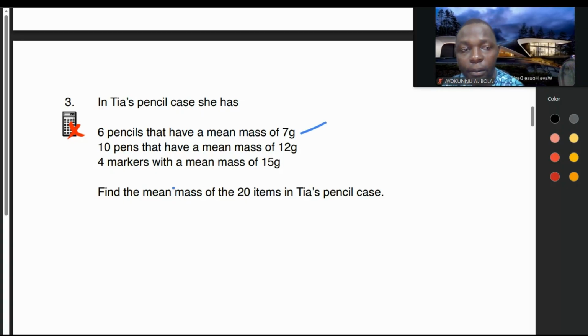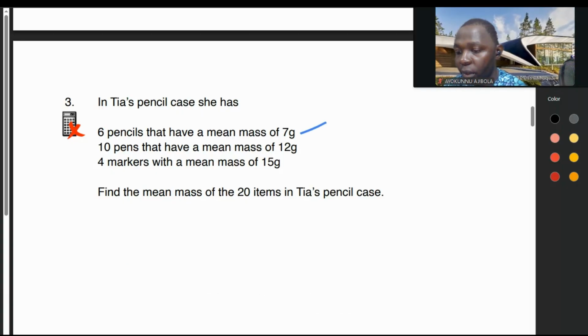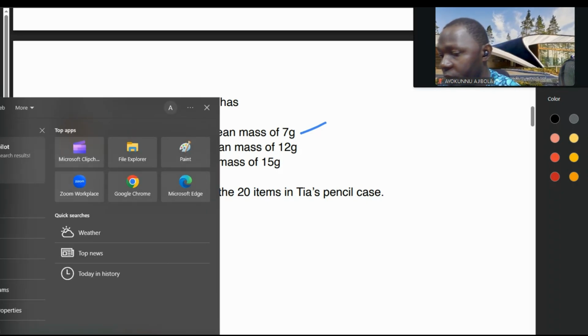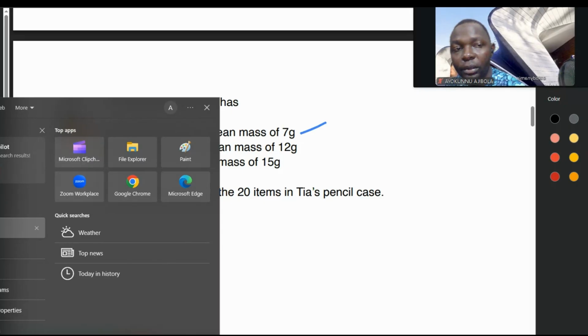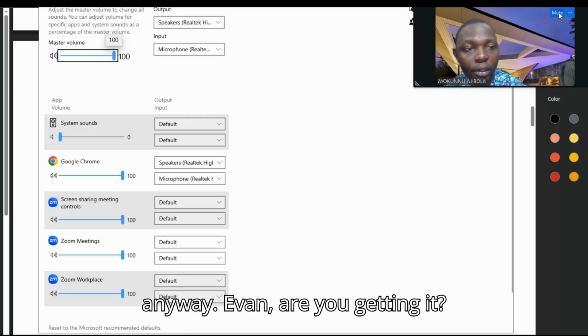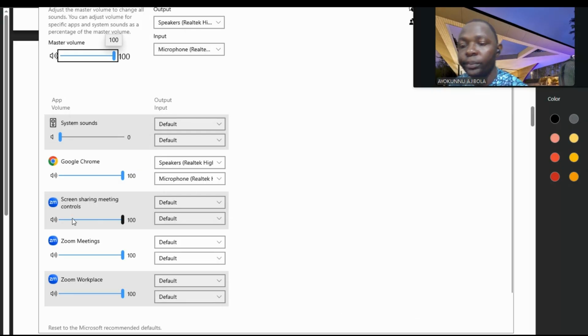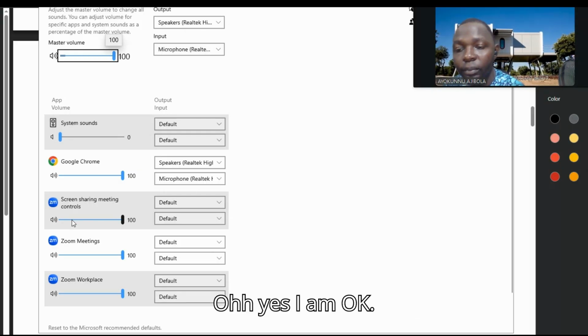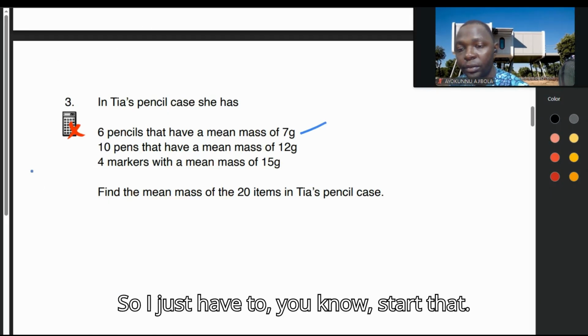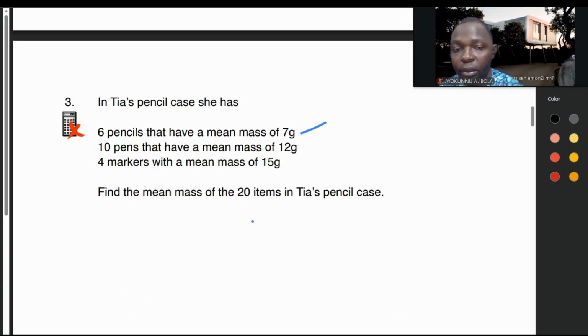grams. Well, I just know it. Okay, I think I need to reduce the voice from my student because let me ask him if he's getting it anyway. Ivan, are you getting it? Yes, I am. Okay, good. So I just have to start that.